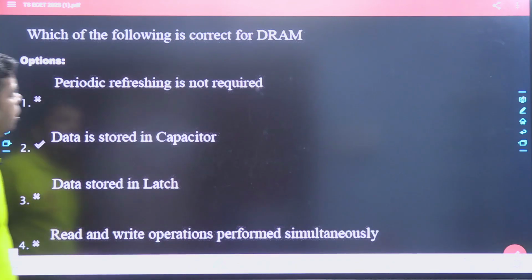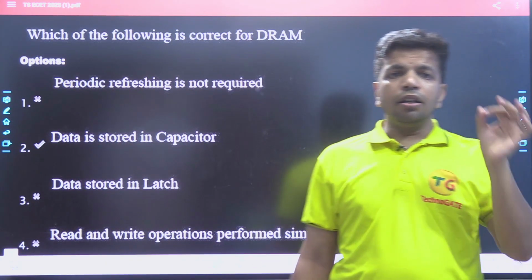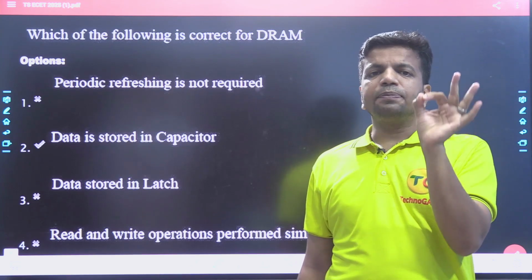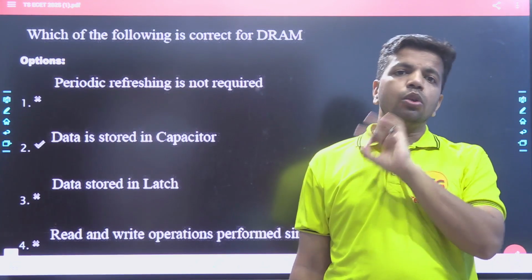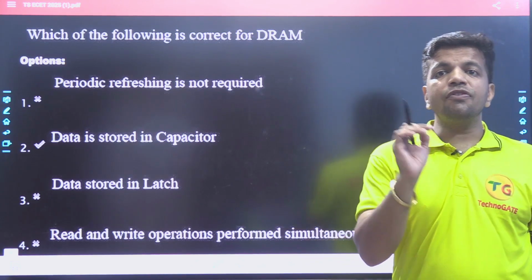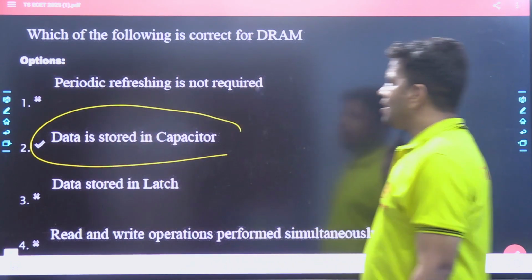The following is the correct option for the DRAM. DRAM is simply dynamic RAM, which uses a capacitor to store the data. Static RAM uses a flip-flop to store the data. You can go with the second answer.